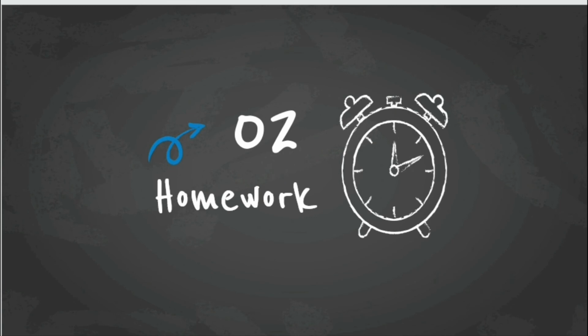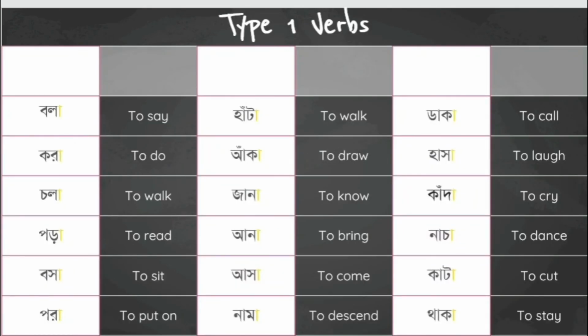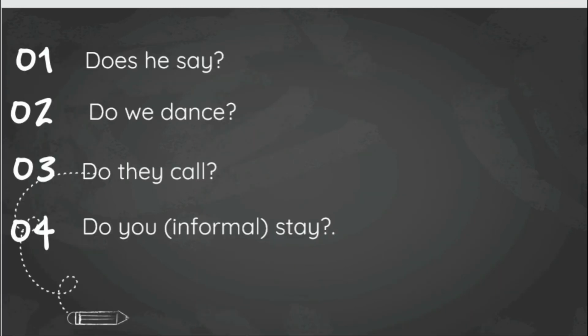Now let's move on to homework. The verb chart for you. We have covered a few verbs already in today's lesson, but here are a few more verbs, and you can just learn them, memorize them, and you can start using them. And I'm going to give you 4 sentences and you need to make them Bangla. So for that you can take help from this chart.